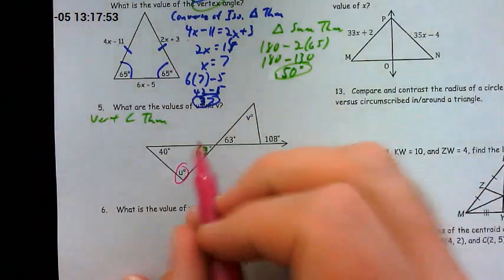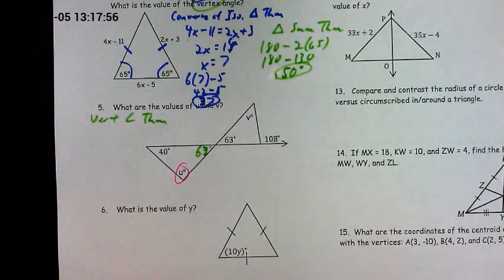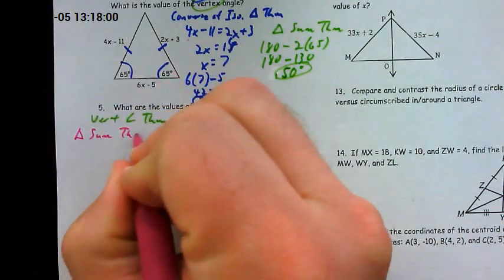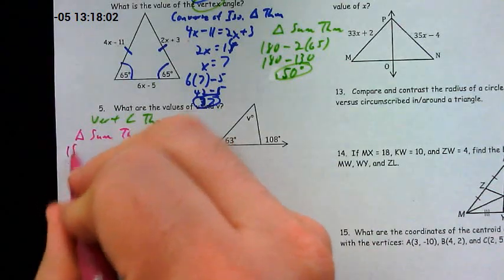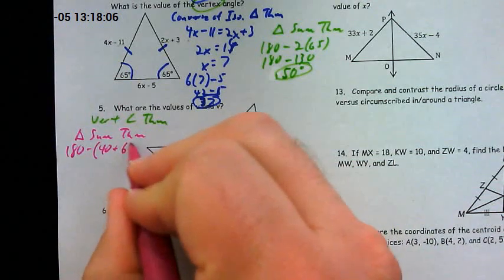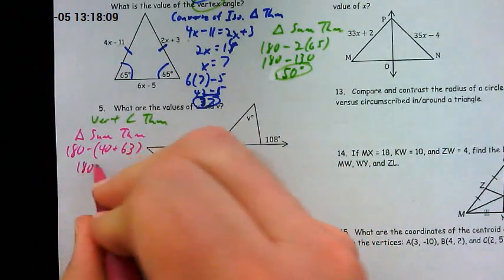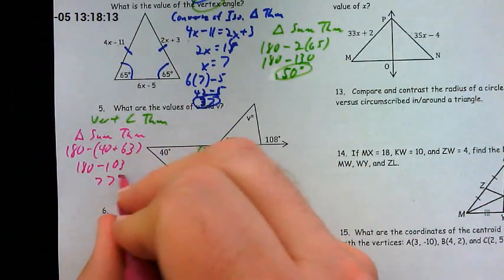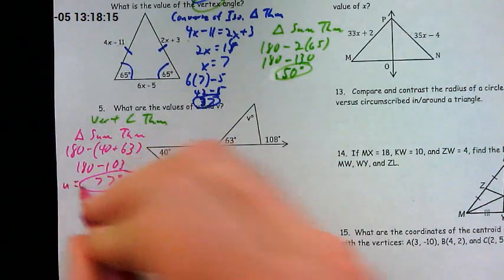So to solve for u, we have two of the three angles of the triangle, so triangle sum theorem. All three angles must add up to 180, so 180 minus the two angles that we know, 40 plus 63, which is 103. So 180 minus 103 is 77. And that's for u.